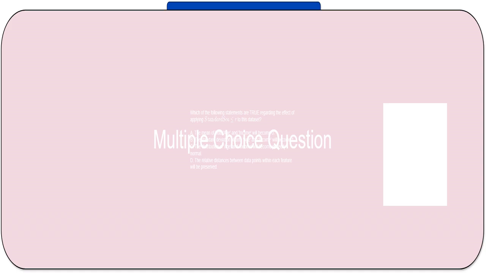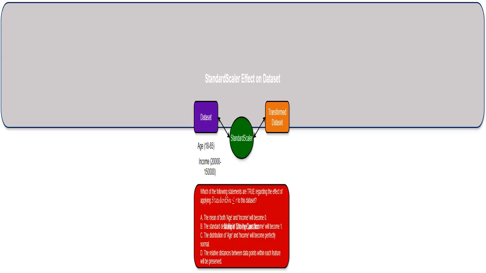I'm presented with multiple choice questions testing my understanding of how the standard scaler affects the dataset. I need to identify the true statements about the transformed data. The overall goal is to understand how applying the standard scaler transforms the original dataset. We'll analyze the impact on the mean, standard deviation, and distribution shape. It's all about how the transformation changes the numbers, but importantly not the underlying patterns.